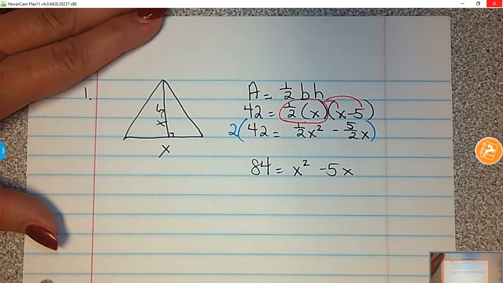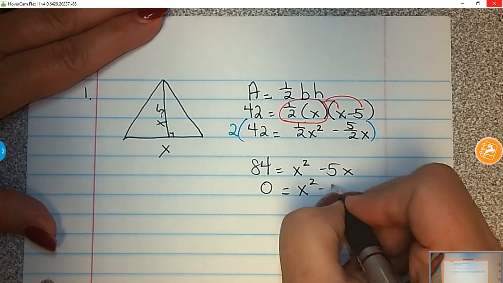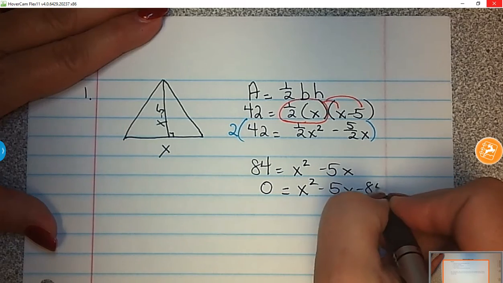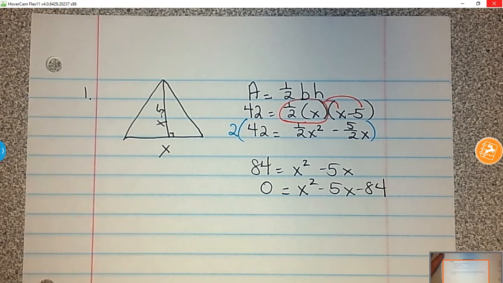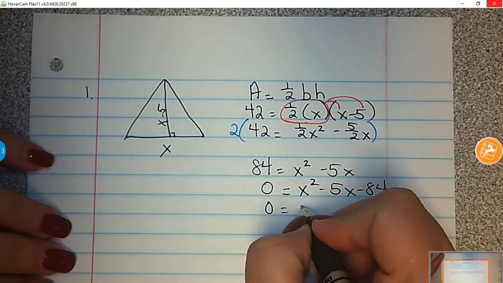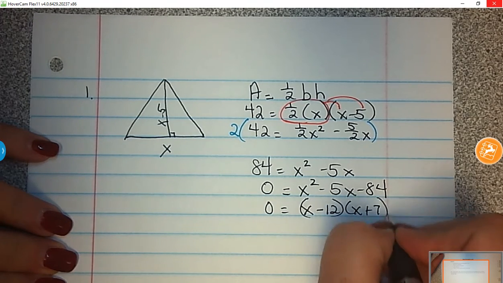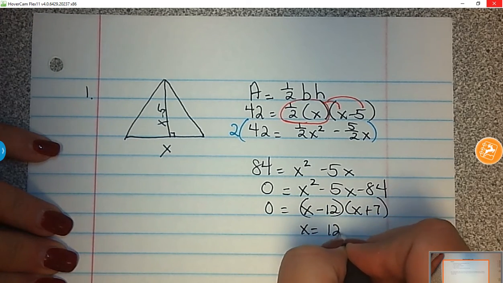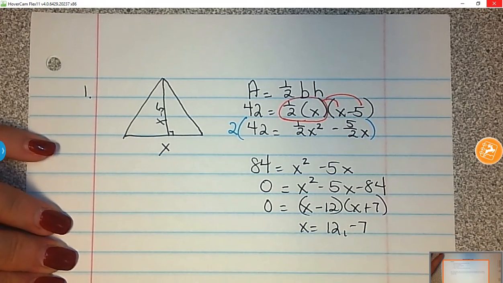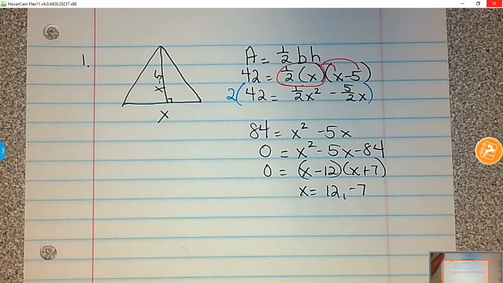Now this is a quadratic equation. So let's move everything over to one side. And now you're either going to factor or do the quadratic formula or complete the square, or you can graph it. So once I've got it factored, I set those factors equal to 0 and solved.